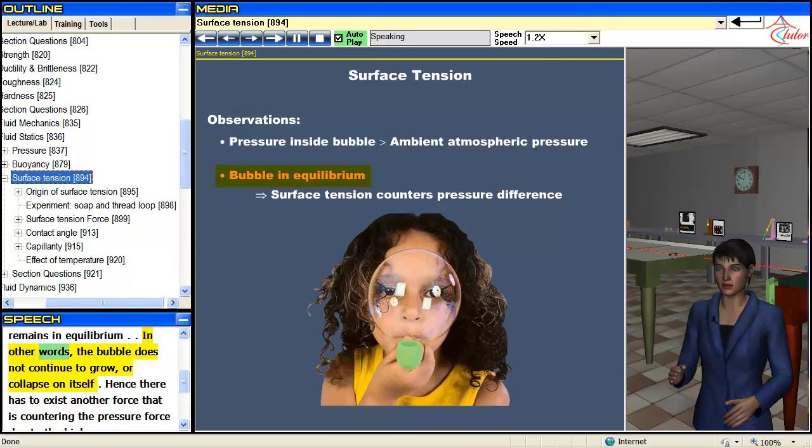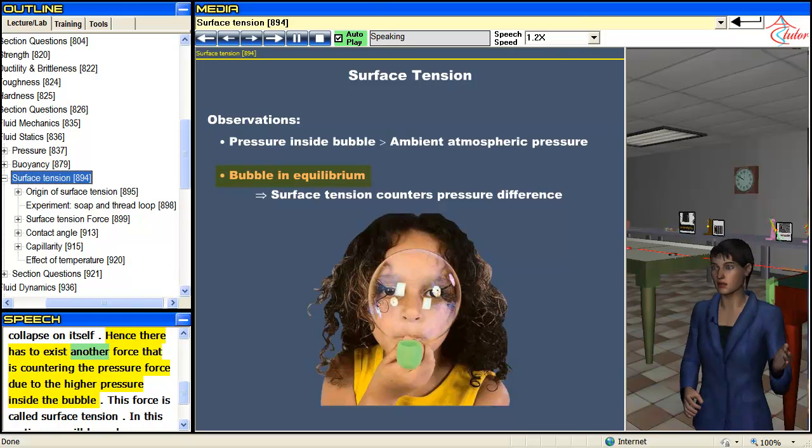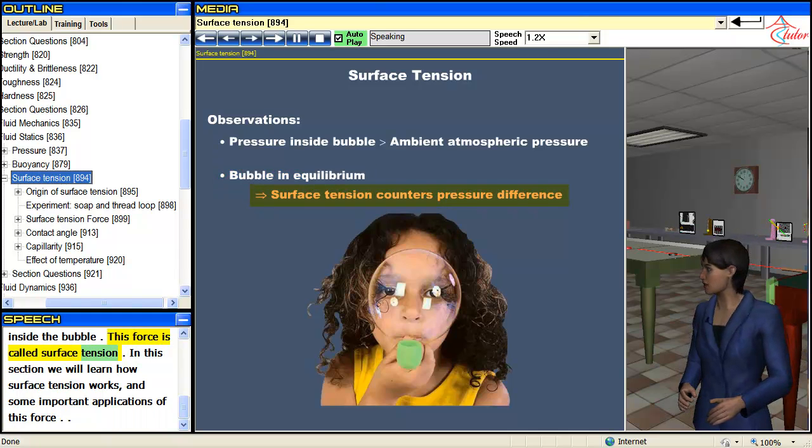In other words, the bubble does not continue to grow, or collapse on itself. Hence there has to exist another force that is countering the pressure force due to the higher pressure inside the bubble. This force is called surface tension. In this section we will learn how surface tension works, and some important applications of this force.